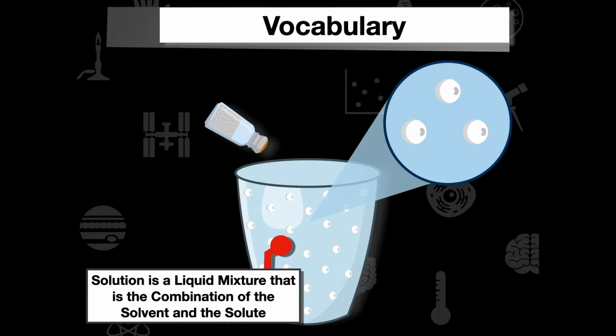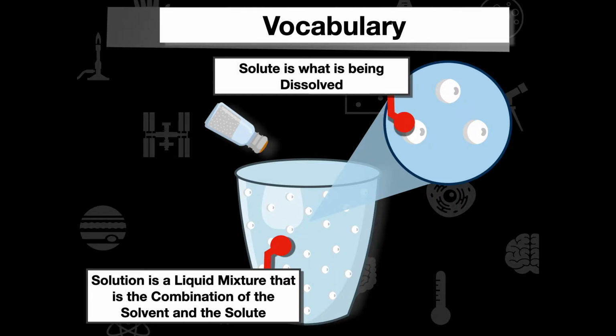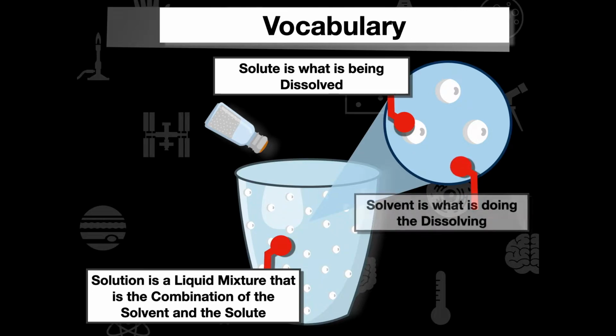Now what is this solute? Well, the solute is what is being dissolved. So in this case it is going to be the salt. The solvent is what is doing the dissolving. So in the case of the saltwater mixture, the solvent is going to be the water. These three vocabulary words are key for the rest of biology, and it's important that we understand the difference between a solution, solute, and solvent.